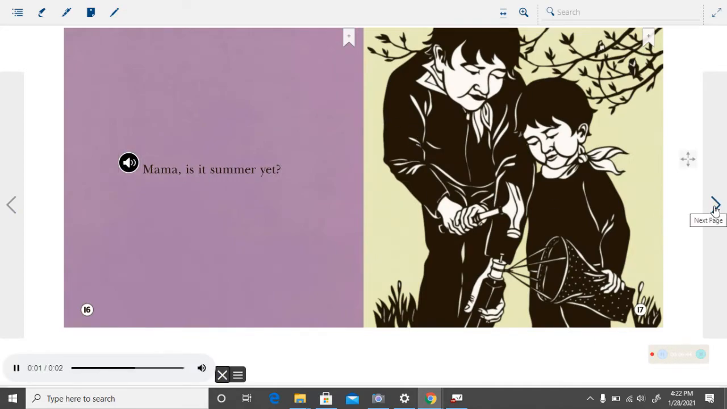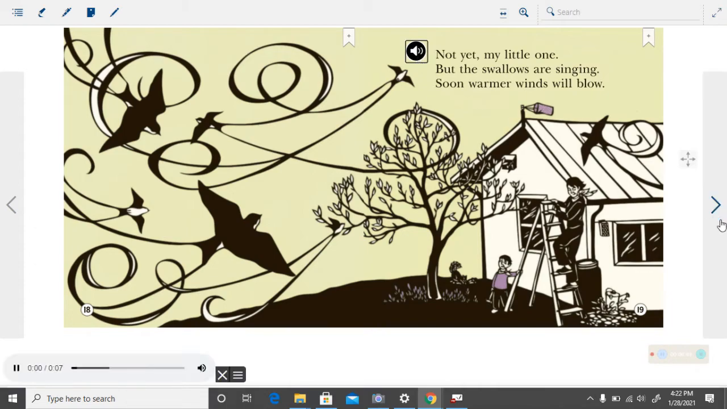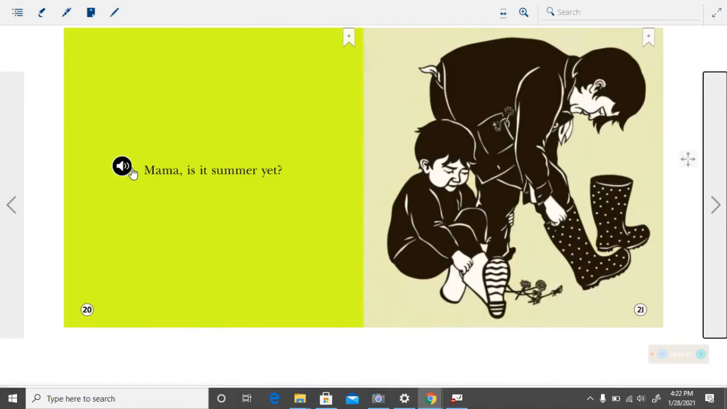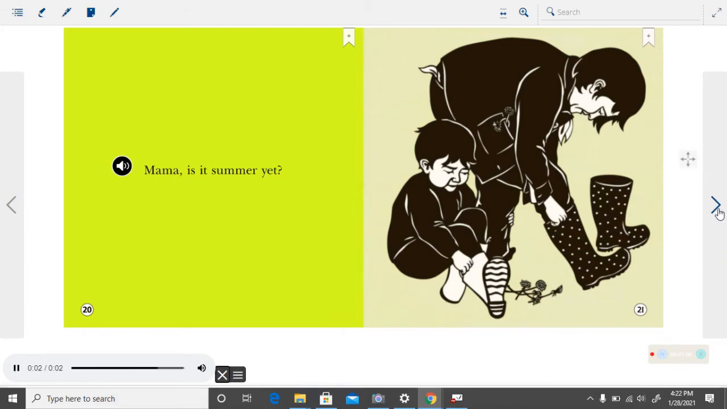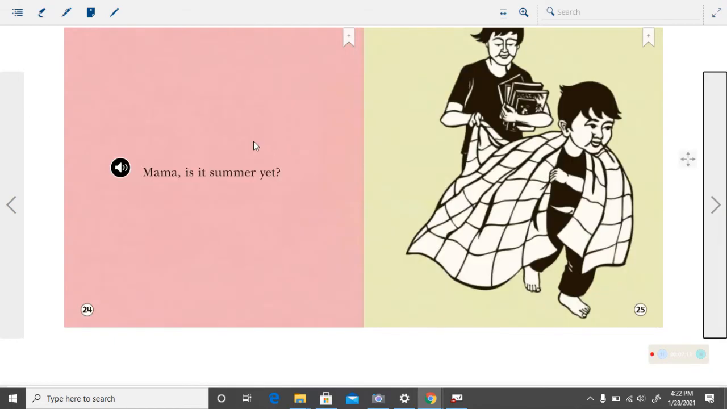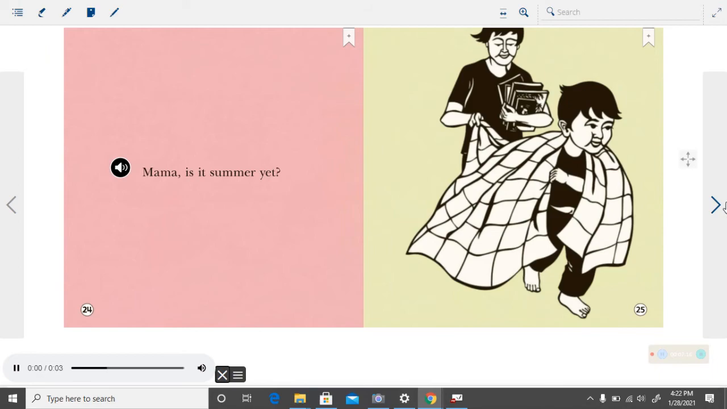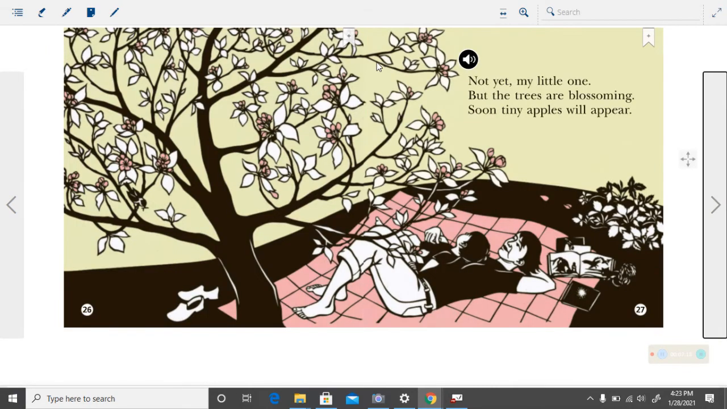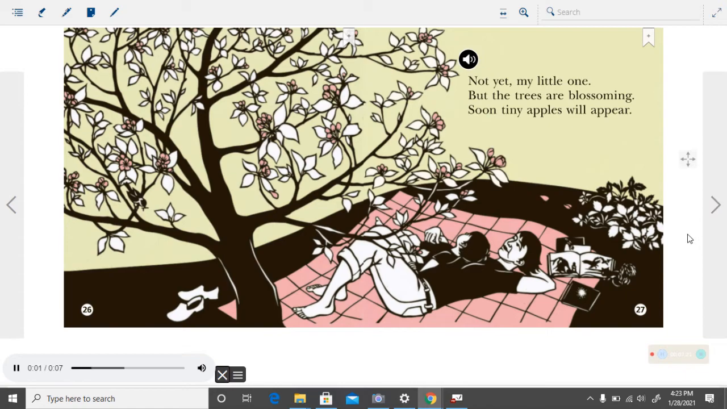Mama, is it summer yet? Not yet, my little one, but the swallows are singing. Soon warmer winds will blow. Mama, is it summer yet? Not yet, my little one, but the ducklings are following their mother. Soon they will grow big and bold. Mama, is it summer yet? Not yet, my little one, but the trees are blossoming. Soon tiny apples will appear.